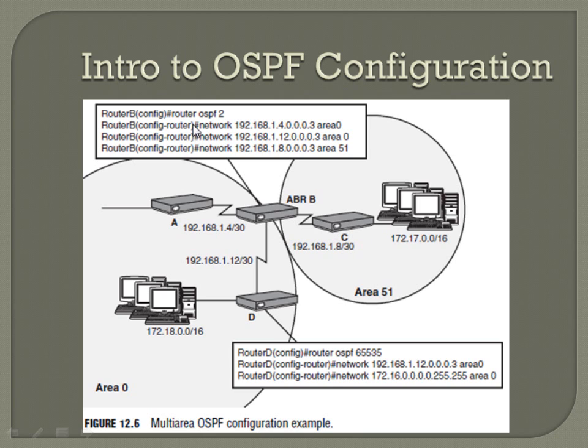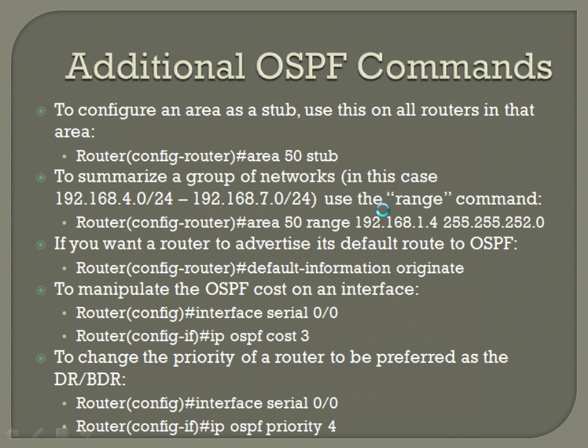So additional OSPF commands gets into a lot of different stuff you can tweak depending on your network and what you're trying to do. To configure an area as a stub, use this on all routers in that area. It's just from router configuration mode, area, space, area number, and then stub. We're going to talk about stub networks in a bit.